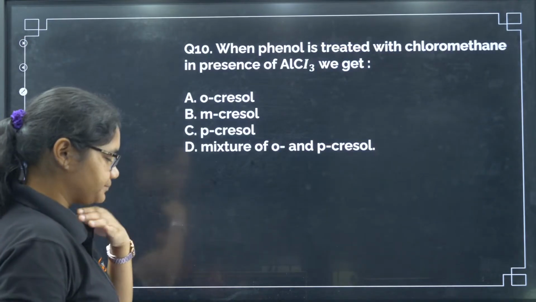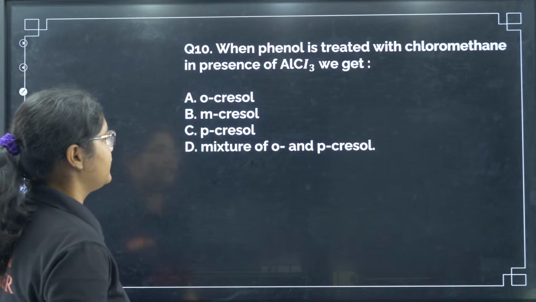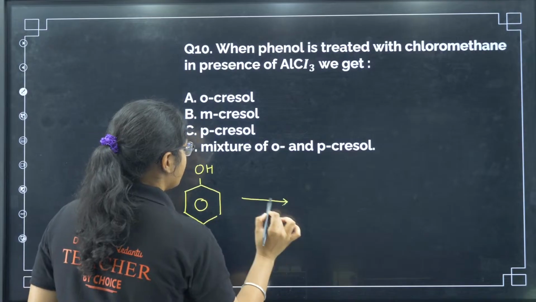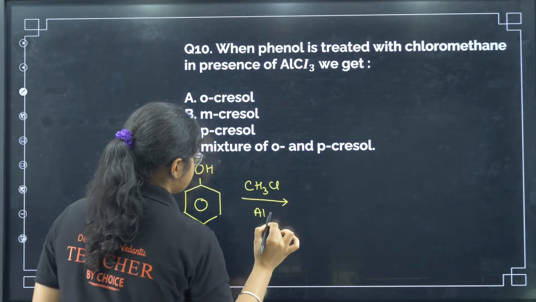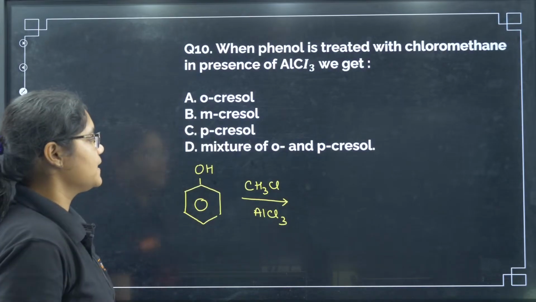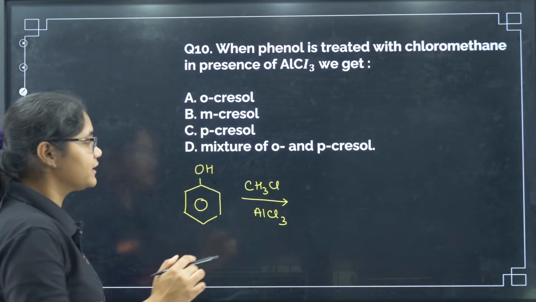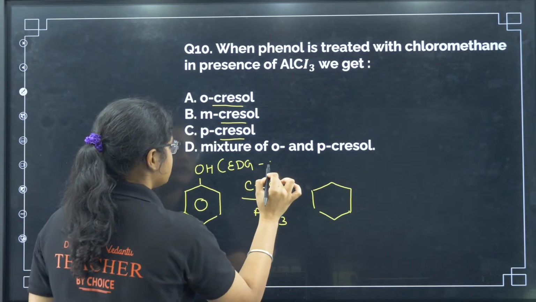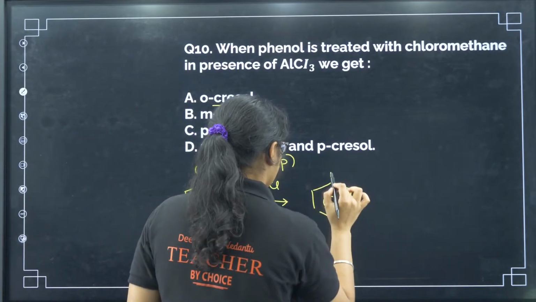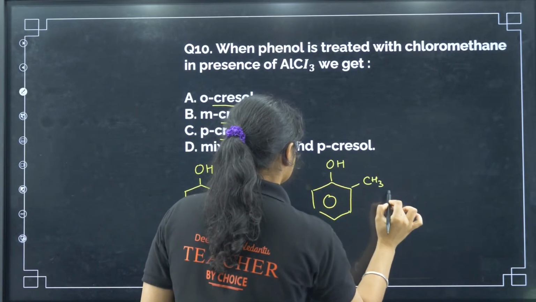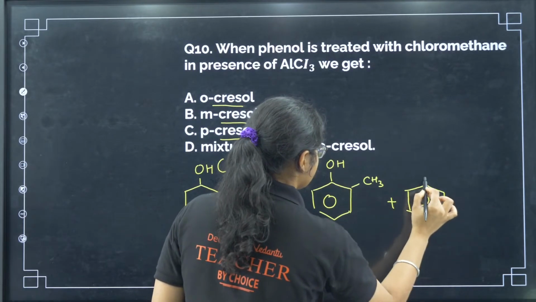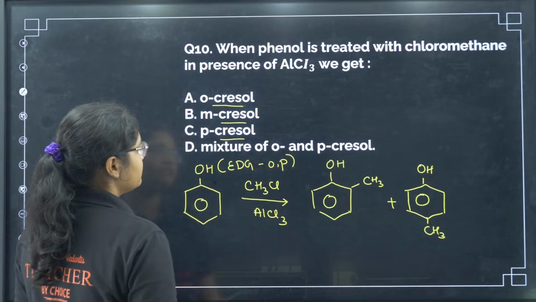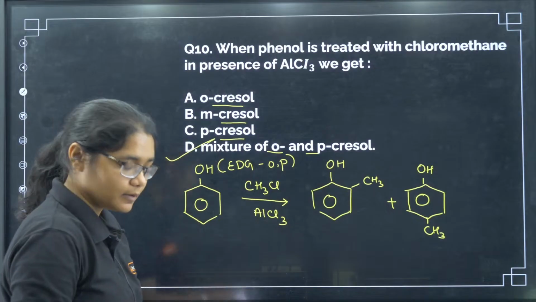Next, question number 10. When phenol is treated with chloromethane in presence of AlCl3, you have phenol, and it is treated with chloromethane. Again, Friedel-Crafts alkylation, AlCl3. So, what will we get? Here it is very important to know the common names. You can see that common names are used. Since OH is an electron donating group, it is both ortho and para directing group. So, I will get OH and CH3 at the para position, plus OH and CH3 at the ortho position, right? So, we will get a mixture of ortho and para cresol, so option number D here.